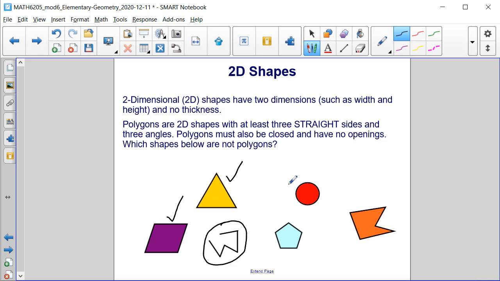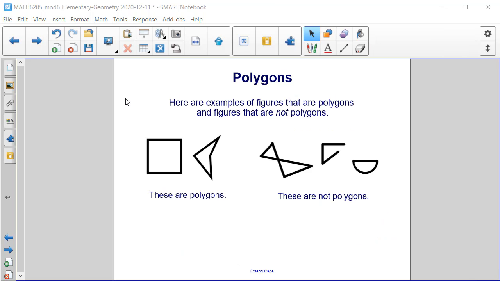And they also have to have straight sides, so this circle is not considered a polygon. The pentagon that shows up here is a polygon because it has 5 sides and it's a closed figure. Similarly, this pentagon is also a polygon because it has 5 straight sides and it is closed.